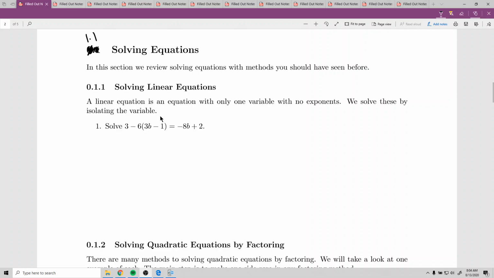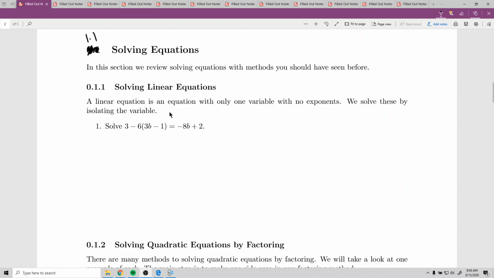This video will be on section 1.1, solving equations. This section is a review. It's intended to be a review, although you might not remember everything that you've learned prior to this class. And it is one of our longer videos because it is a review of a bunch of different topics. But we'll start with solving linear equations.